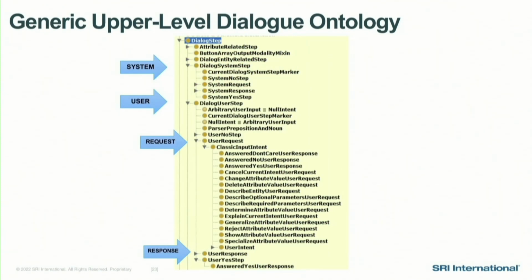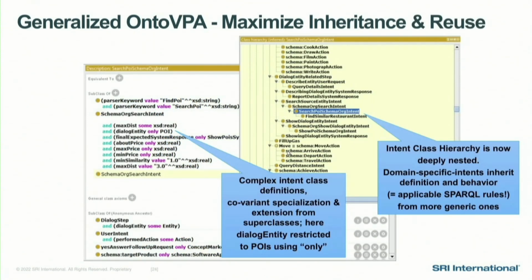You see that we have classes for requests and responses from the user and the system side, and that there are generic classes such as generalize, attribute value, user request. This could be used to generalize, for example, the restaurant type from Chinese restaurant to Asian restaurant, like in the demo video. In the dialog ontology, we tried to maximize inheritance and reuse, resulting in a deeply nested class hierarchy.